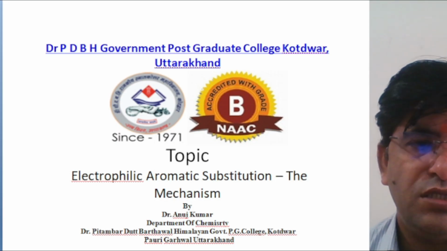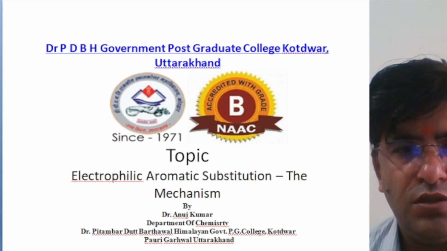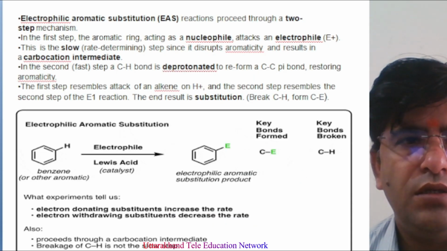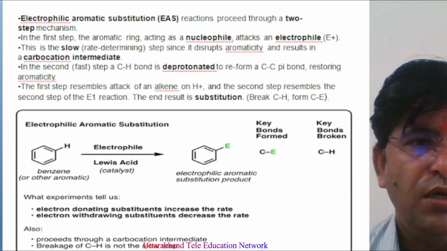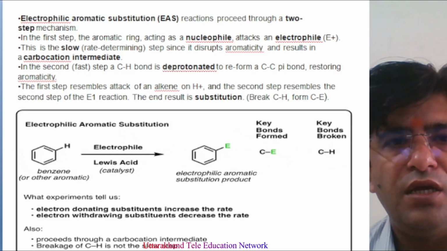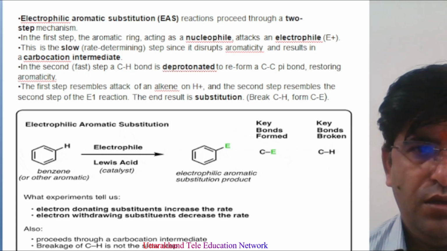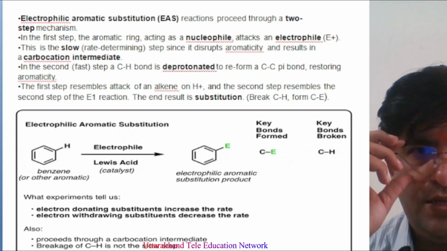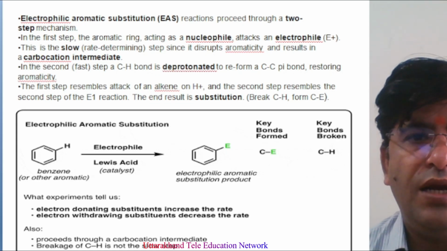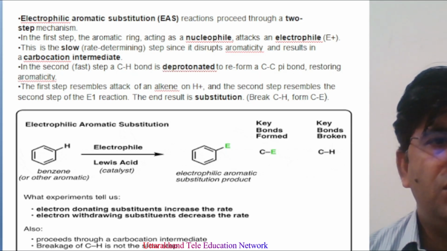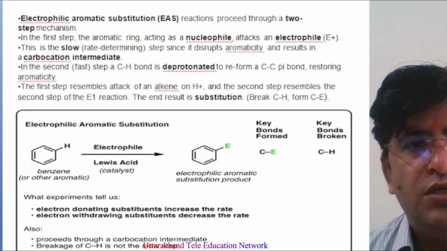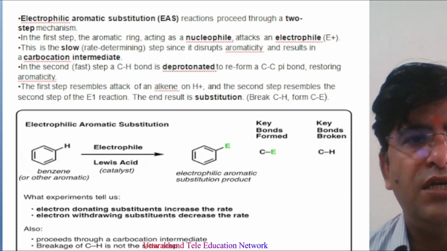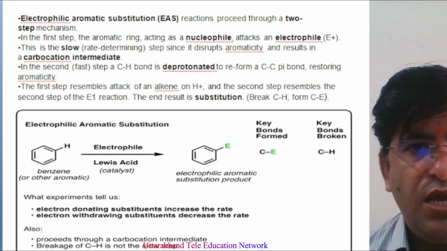Today my topic is electrophilic aromatic substitution. The mechanism: the electrophilic aromatic substitution reaction proceeds through two steps. In the first step, the aromatic ring, acting as a nucleophile, attacks an electrophile. This is the slow step. That is, this step is the rate-determining step, since it disrupts aromaticity and results in a carbocation intermediate.